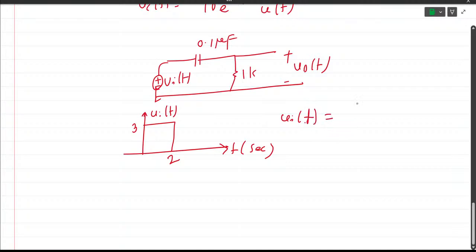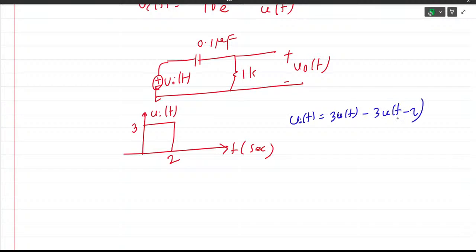So I told you, vi(t) is equal to 3 u(t) minus 3 u(t minus 2), by waveform synthesis. Because your circuit is LTI, time invariant, you can easily find the output for u(t), and the output for u(t minus 2), then add them together.